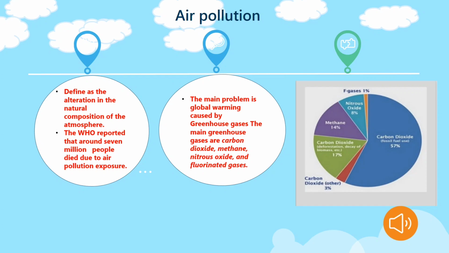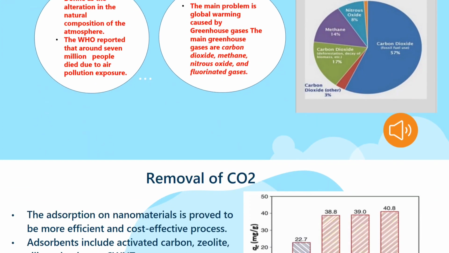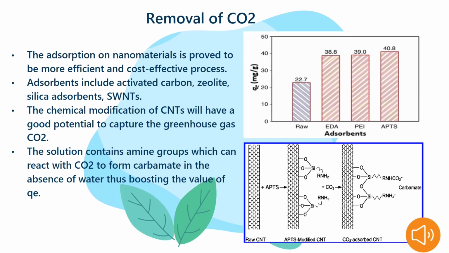And today's main problem is global warming, which is caused by greenhouse gases, and the main greenhouse gases are carbon dioxide, methane, nitrous oxides, and fluorinated gases. As carbon dioxide represents 75% of greenhouse gases in the environment, several techniques have been proposed to control its emissions, such as biofiltration, adsorption in liquids, and adsorption on solids.